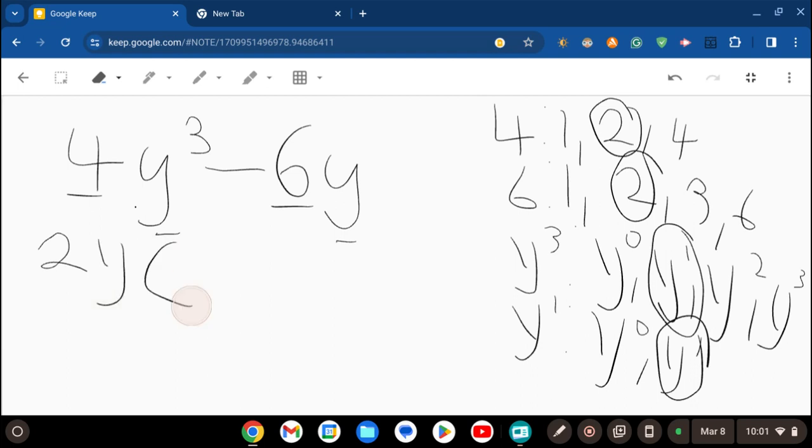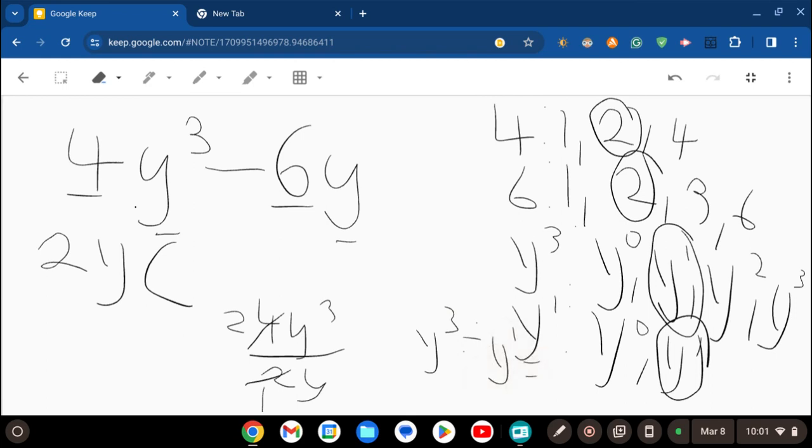So now we want to see how many times 2y can go into 4y cubed. So let's do that: 4y cubed over 2y. 2 into itself is 1, and 2 into 4 goes 2 times. Now we want to see how many times y can go into y cubed. So y cubed divided by y to the first power would leave us with y to the 3 minus 1, which is just y squared.